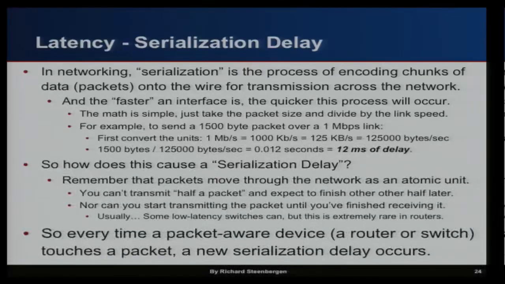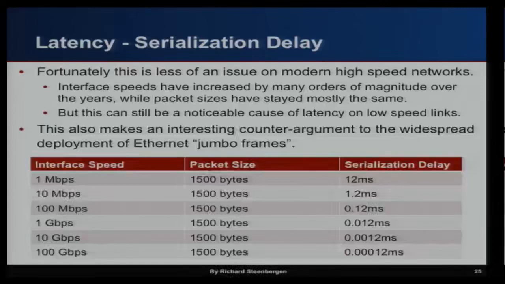Like I said, it moves as an atomic unit. Mostly this is low-speed devices. Here's a table that shows the serialization delay. Fortunately, the internet essentially transmits almost all 1500 byte packets. It was the max payload size for Ethernet, and no one's really gotten above that. There are jumbo frames out there, but they're not widely used, and they're definitely not widely supported.